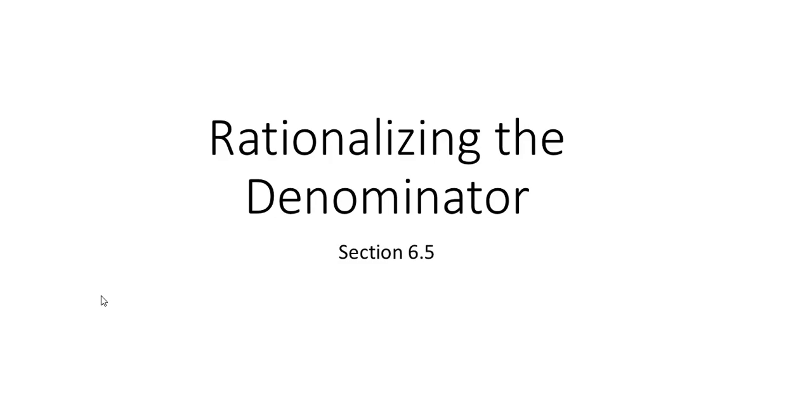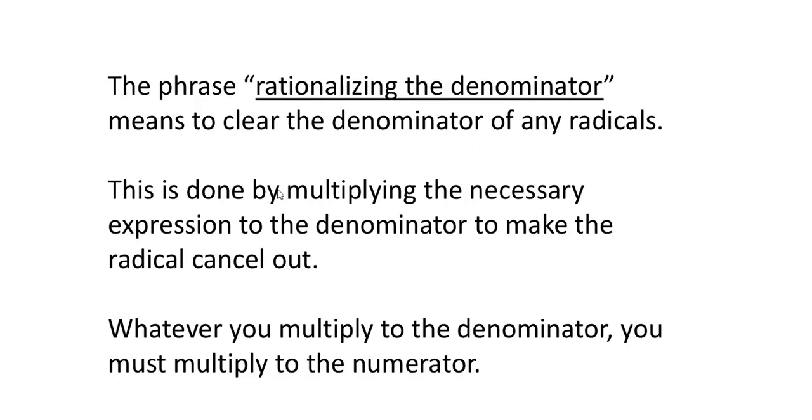In this video, we're going to take a look at section 6.5 on rationalizing the denominator. The phrase rationalizing the denominator means to clear the denominator of any radicals. So there are different classes of numbers, different categories of numbers.